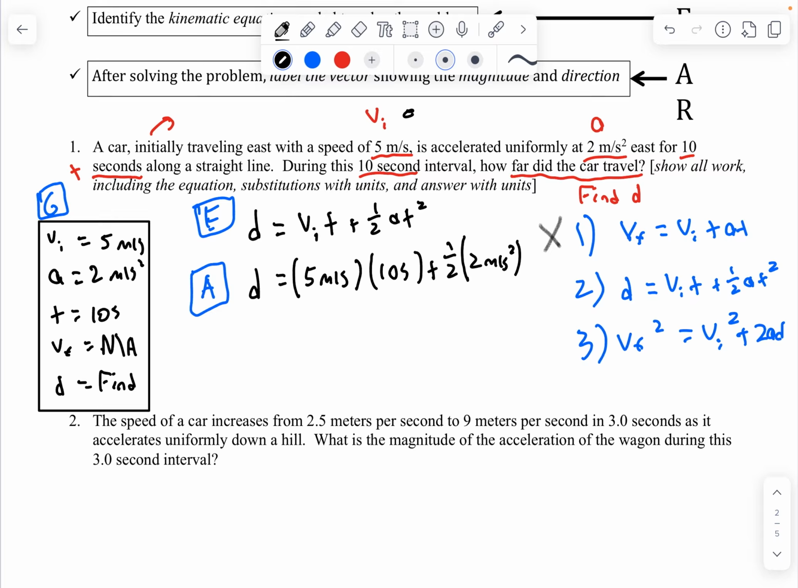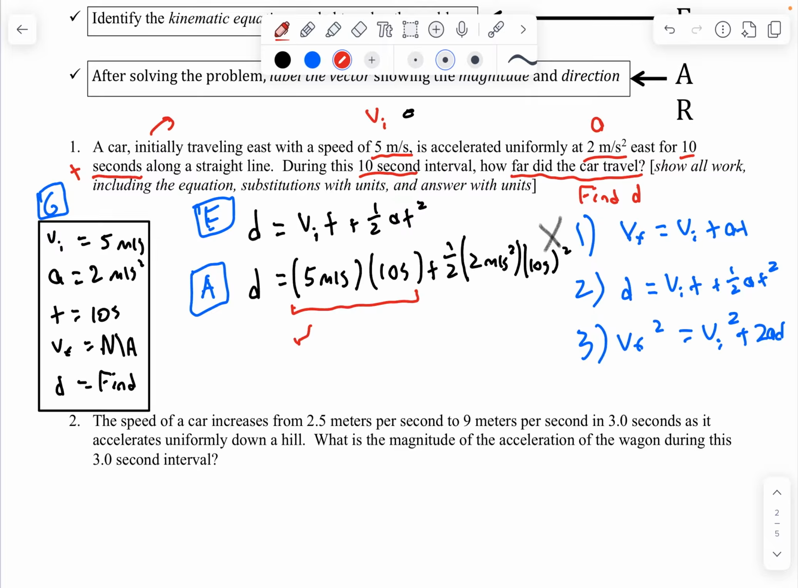And what's T? T is 10 seconds, and then that's squared. Right, so now we just have to solve using algebra. And so let's do this first section here.